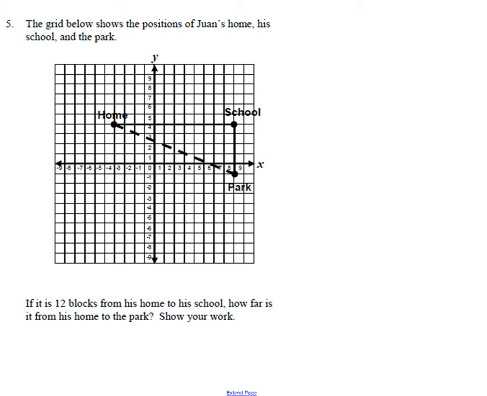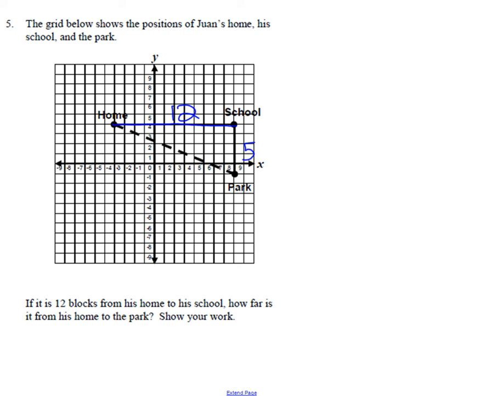All right. Grid shows John's home, his school, and the park. It gives you a hint here. It says from his house to the school is 12 blocks. How else could we have gotten 12? You could have counted them. I counted them. So that's sort of a foreshadowing to how are we going to find the distance from the school to the park. We count, we have 1, 2, 3, 4, 5.